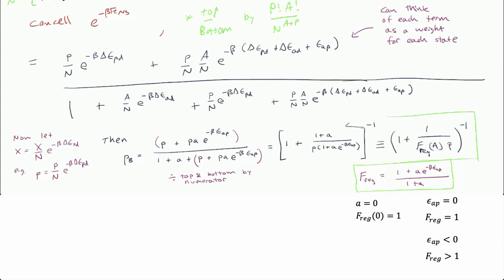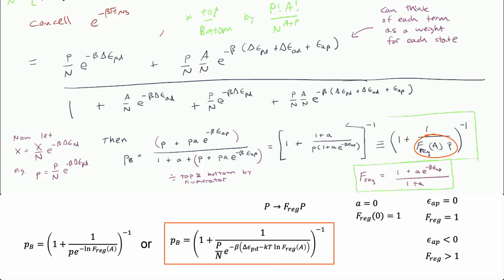And if it's bigger than 1, it means that the effective number P goes to F reg times P. And this effectively rescales the number of polymerase molecules, increasing the number of molecules. We could also put F reg into the exponent, as you can see there in the lower left, and think of it as an effective potential, increasing the free energy of transfer of polymerase into the promoter region. And so then we can re-express the probability of binding using that expression that you see there finally.